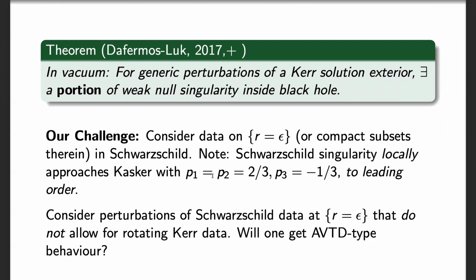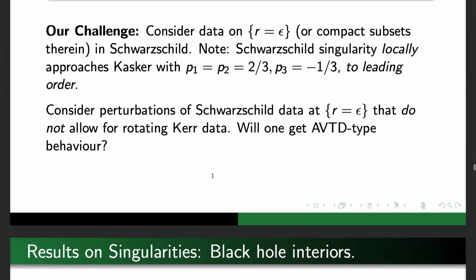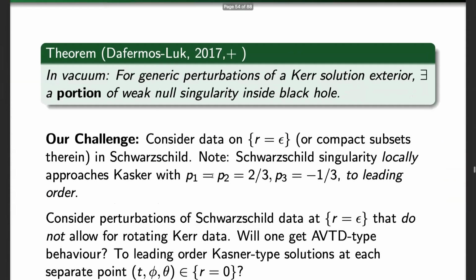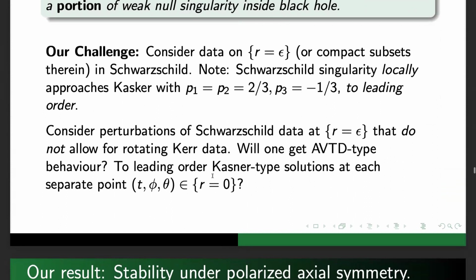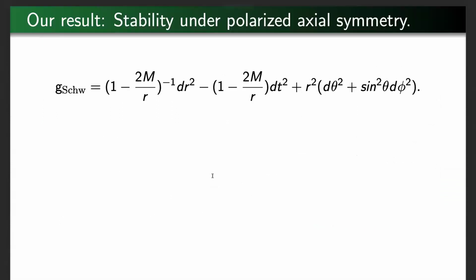Okay. Are you working with pure gravity? Yes, pure gravity, pure vacuum, yes. So okay, let me present the result. First, let me remind you of the Schwarzschild solution that we all know. So we're going to be going to r equals 0. My starting point is r equals epsilon, and I want to get to r equals 0. So I'll take this data at r equals epsilon, and I will perturb it.